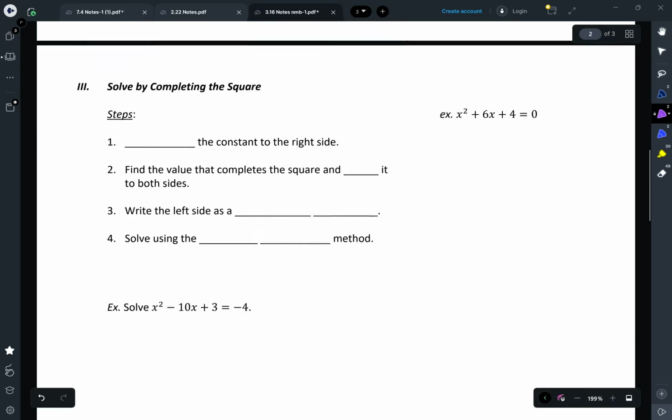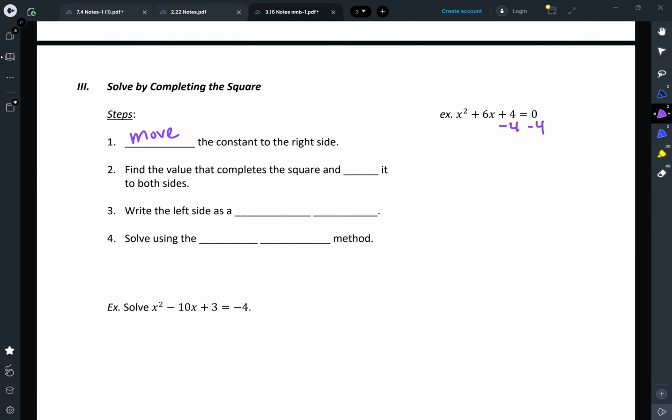All right, so we're going to do this new method called solve by completing the square. The way we're going to do that is that the first step is going to be to move the constants. We're saying to the right side, but basically away from the x squared. So on this first problem right here, that means I would subtract 4 on both sides. This is my example. So then I have x squared plus 6x equals negative 4. So I move the constant term away from the x squared.